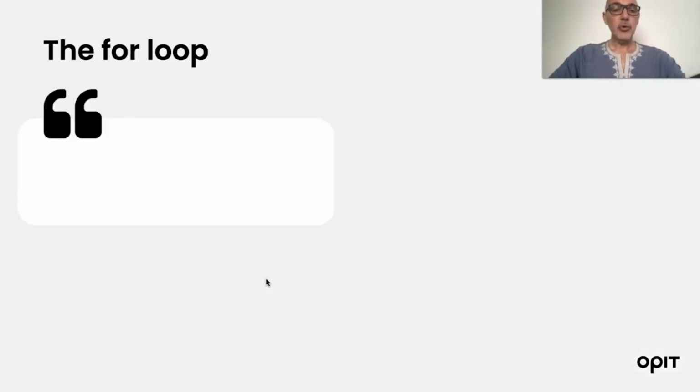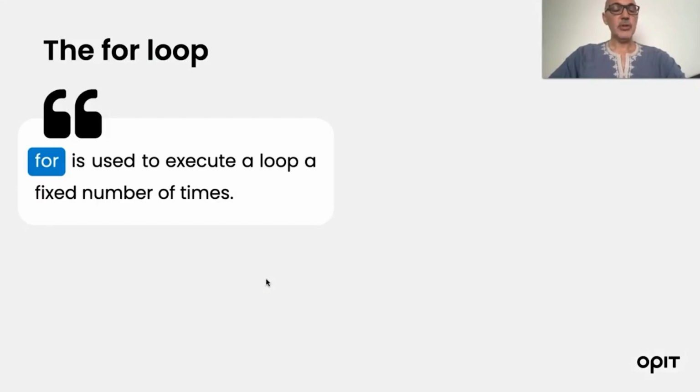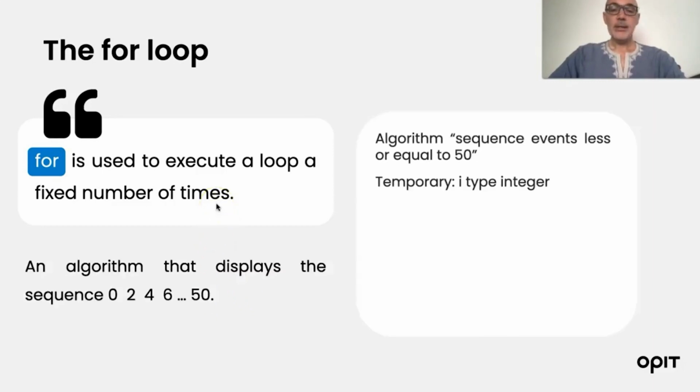Let's see now the for. The for loop is a bit different. Let me remind you first of all about the definition. The for is used to execute a loop a fixed number of times. And this is the algorithm we have discussed before. You see that here we go from 0 to 50 with a gap of 2. So we start with 0, then 2, then 4, then 6, and so on, till 50.